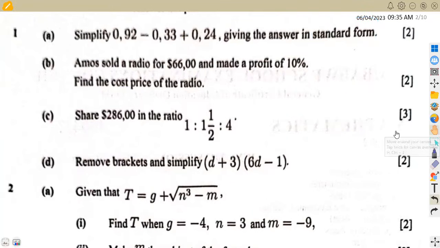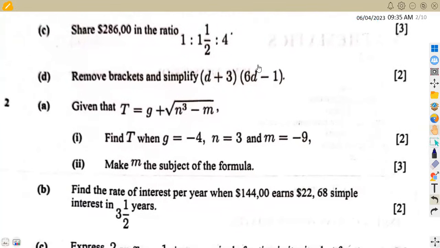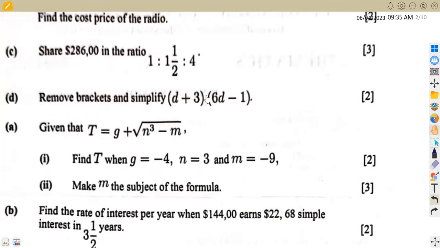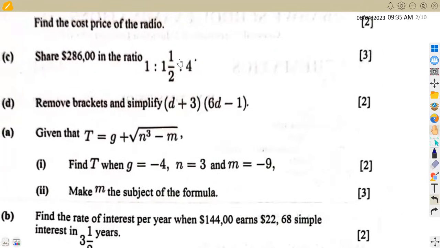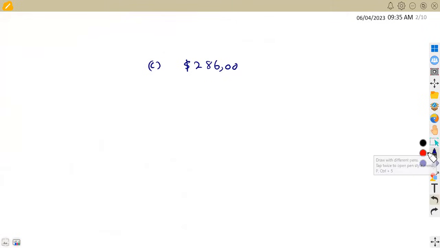On number C, we were given to share $286 in the ratio. So we are given a ratio of which we are supposed to share this amount of money, $286. In this case, we are sharing $286, which is being shared in the ratio of 1:1.5:4, of which 1.5 as a decimal, this is same as 1,5, guys. So you can just write it as 1:1,5:4.